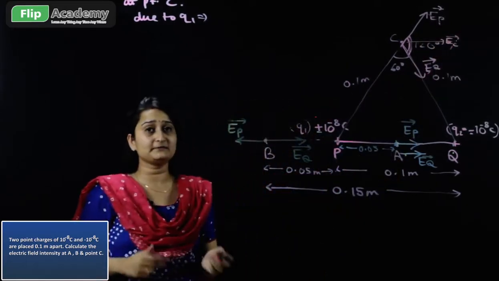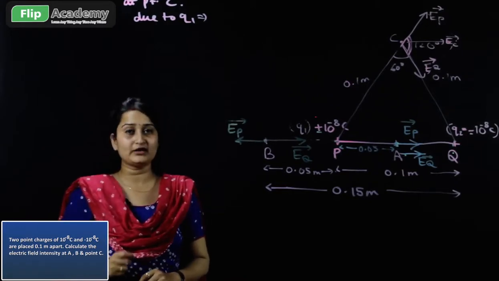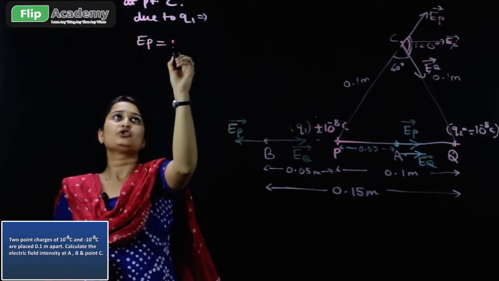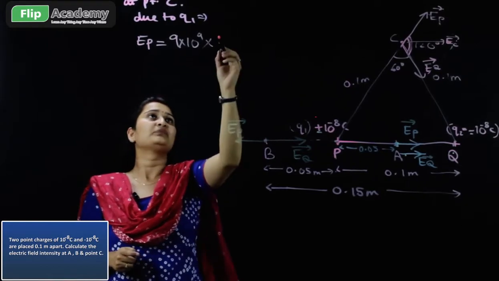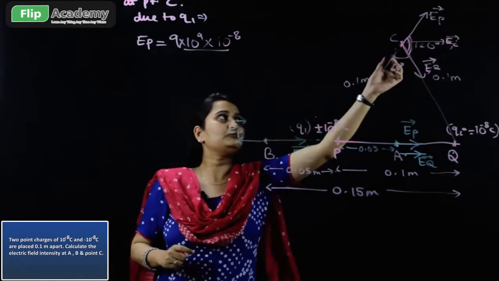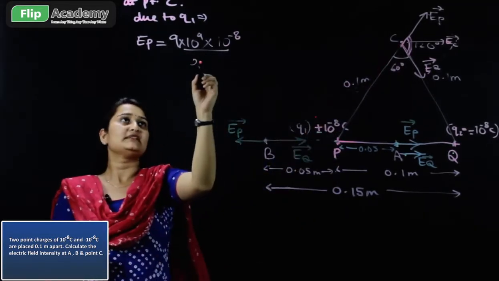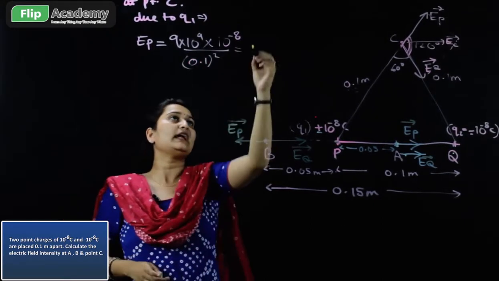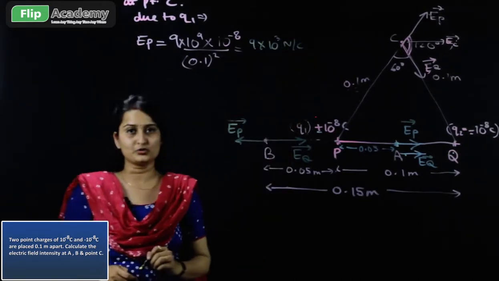We have already discussed the parallelogram law many times, but before proceeding with it, let's first find EP. The formula remains the same: 9 into 10 raised to the power 9 into 10 raised to the power minus 8 upon R square, where R is the distance between C and point B. What is the distance? It is 0.1. So the distance is 0.1 whole square. Now solve it out. You will get 9 into 10 raised to the power 3 Newton per Coulomb.